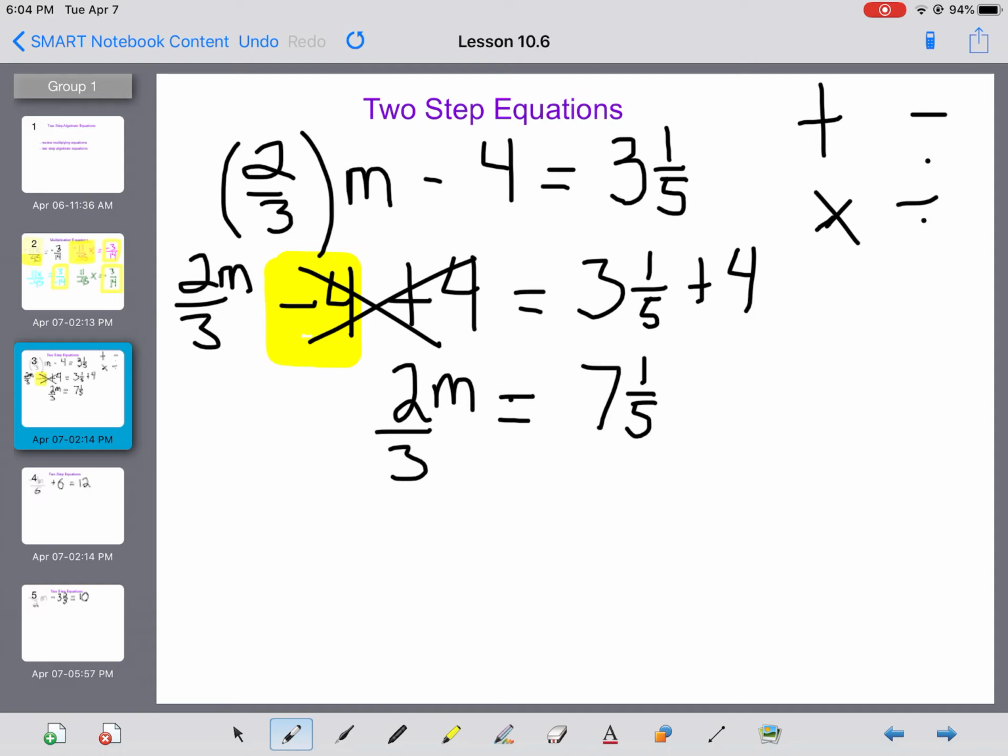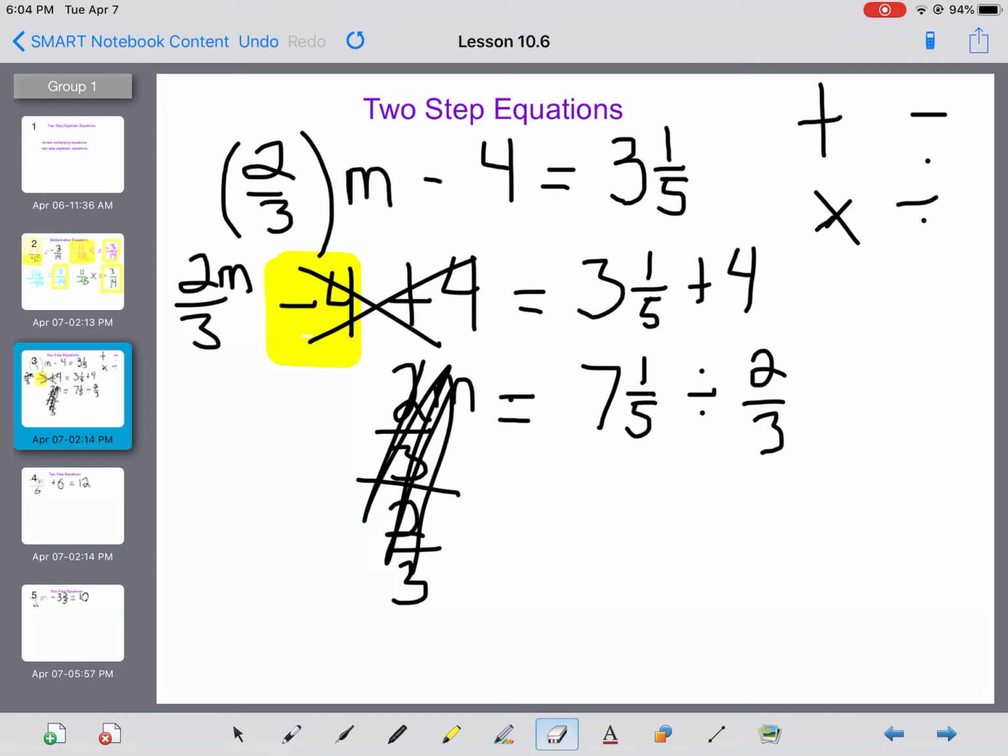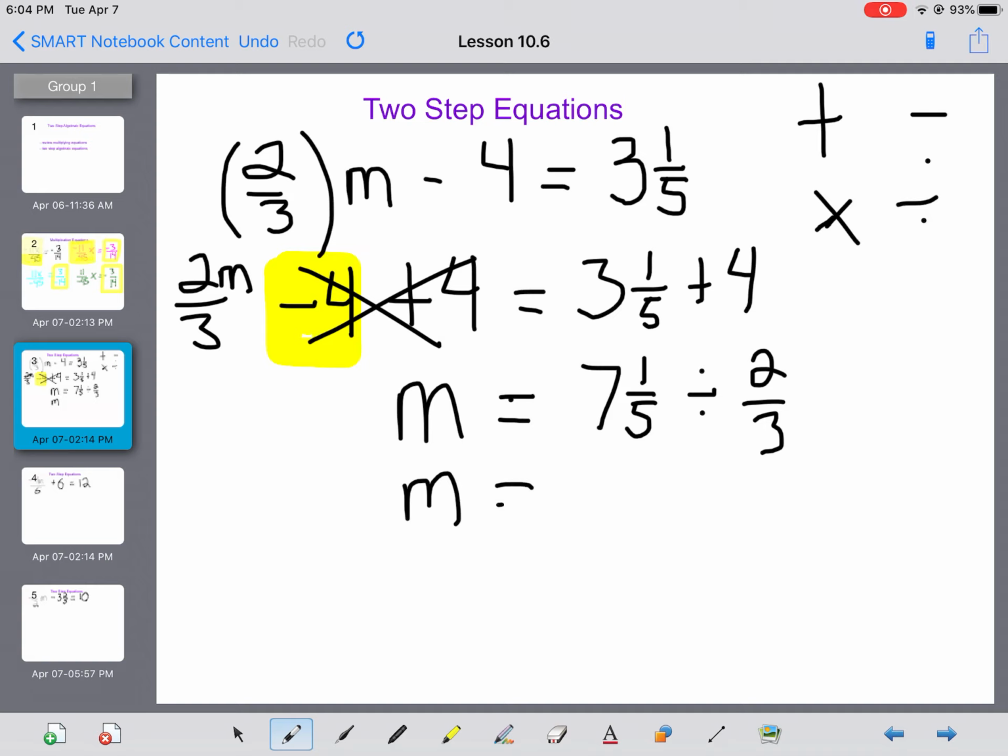Now in order to get rid of m being multiplied by 2/3, I can divide by 2/3. So I can do that over here. I can divide by 2/3 on this side. And then remember from the lesson yesterday, I prefer to write divide by 2/3 this way over here. These guys then cancel out. I'm going to erase that just to give myself a little bit more room to work with things. So I end up with really m equals 7 and 1/5 divided by 2/3.